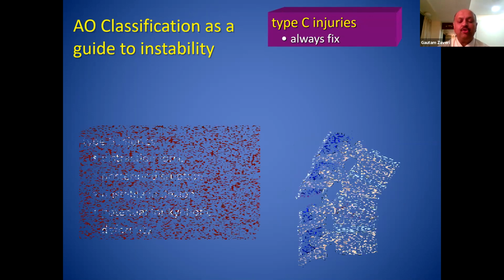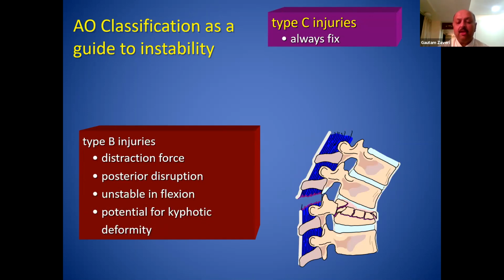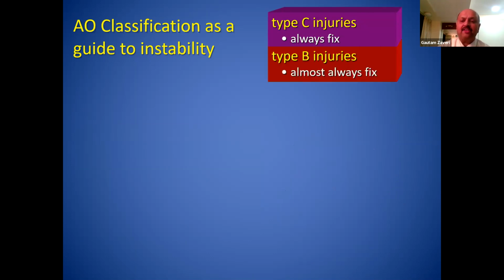A type B injury is a distraction injury. The posterior ligamentous complex is injured. The injury is unstable in flexion. There is a significant potential for kyphotic deformity, and ligaments heal poorly. And therefore, you must almost always operate on type B injuries.